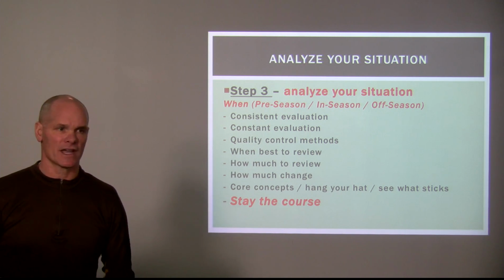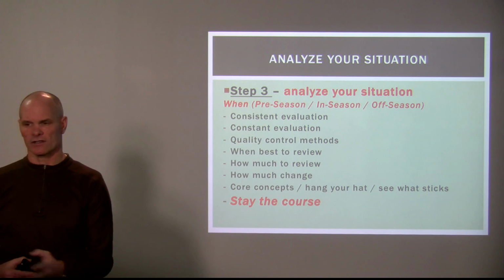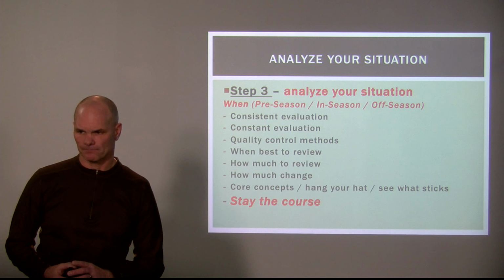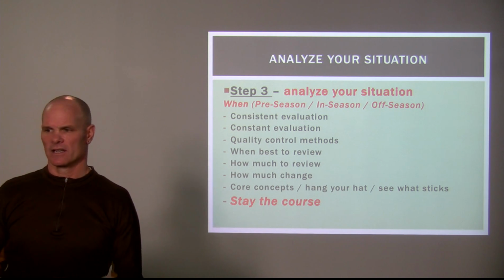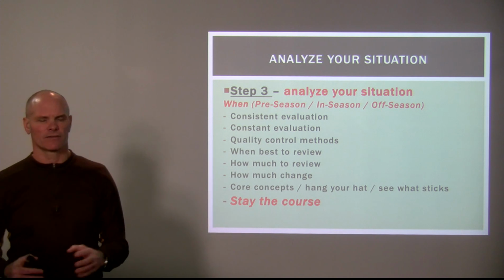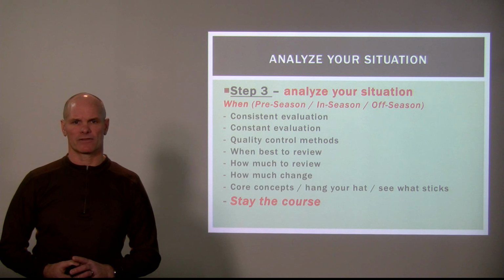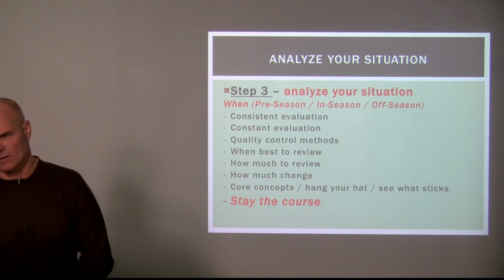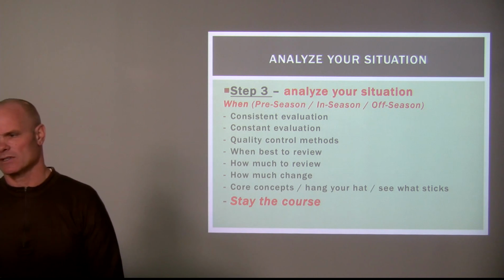So the key here is to have some consistent evaluations. If you're doing a pre-test, you probably want to do that for each of the sections so it's consistent. You want to look at having some constant evaluation then, some quality control methods. If you look on Angel, there's a whole folder with quality controls. I'll give you examples of things I used to do at the college level and we still do at the 9th grade. When best to review, how much to review, and how much of change.